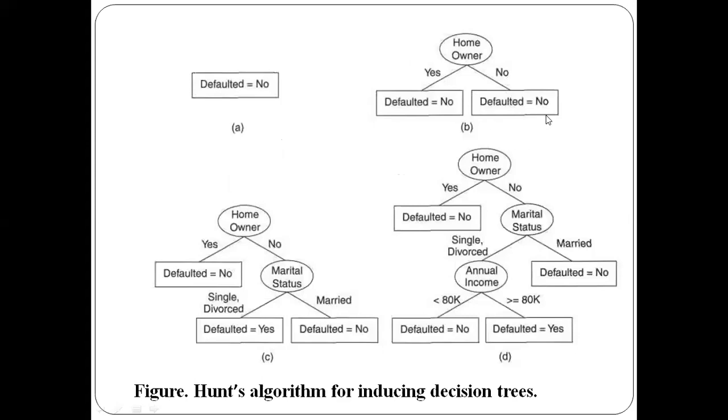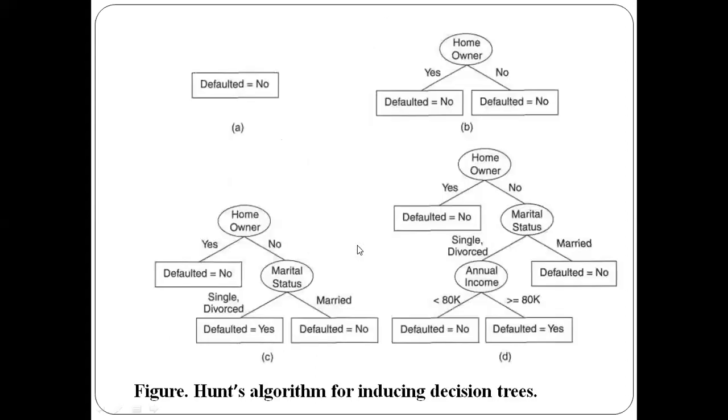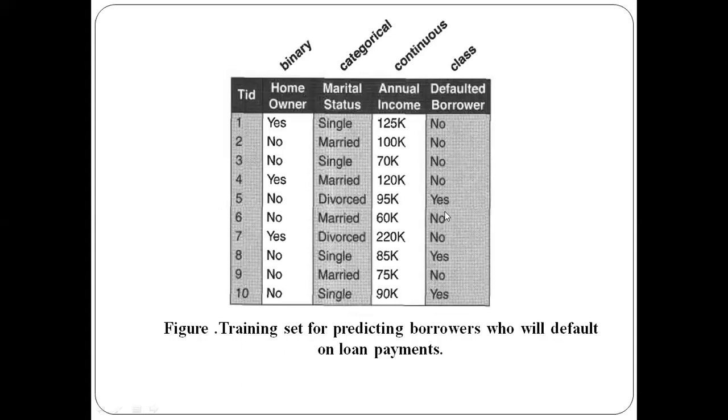Now we'll consider the next test attribute, that is marital status. Whether it is single, married, or divorced, that we will be considering. Suppose the marital status is single or divorced, then the majority class is defaulted equal to yes.